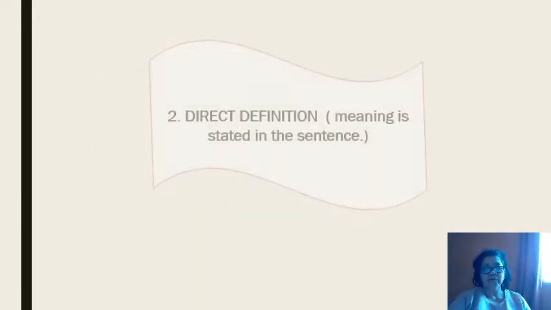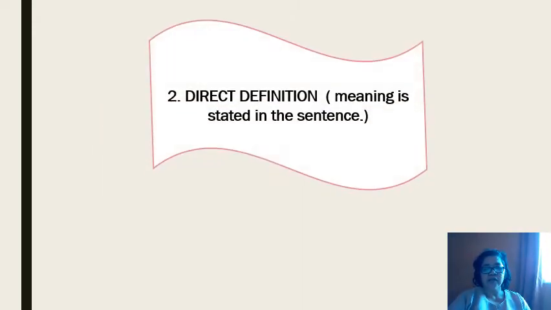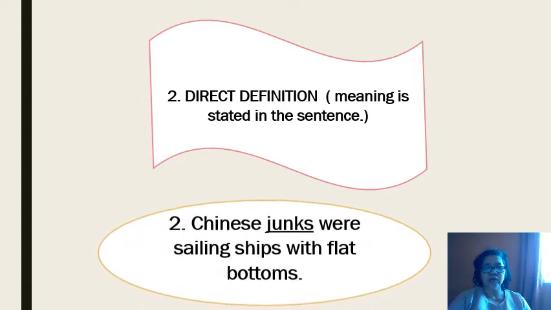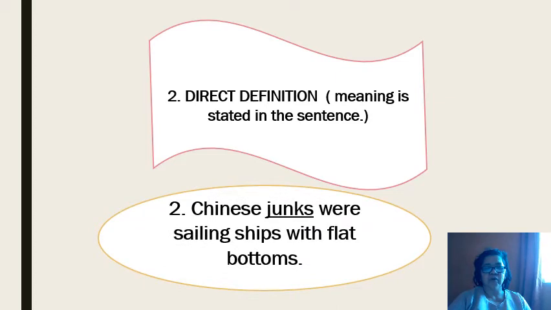The second type of context clue is direct definition, which means the meaning is stated in the sentence. An example of this one is: Chinese junks were sailing ships with flat bottoms. What do you think is the direct definition of junks? Very good. That is ships with flat bottoms.